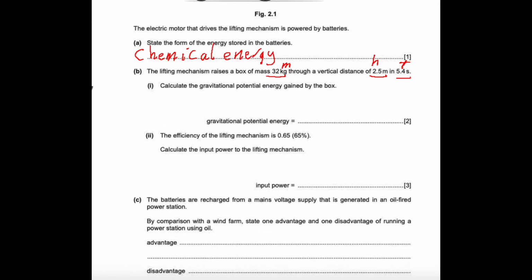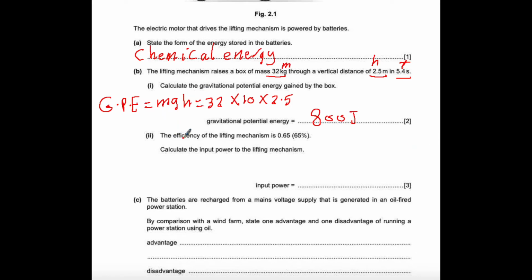As you know, gravitational potential energy equal mgh. M is the mass, g is the gravity, times h, which is height. So GPE, which is gravitational potential energy, equal m times g times height, equal m is the mass, which is 32 kilogram, times the gravity, which is 10 meters per second square, it's a constant, times the height, which is 2.5. It will produce 800 joule.